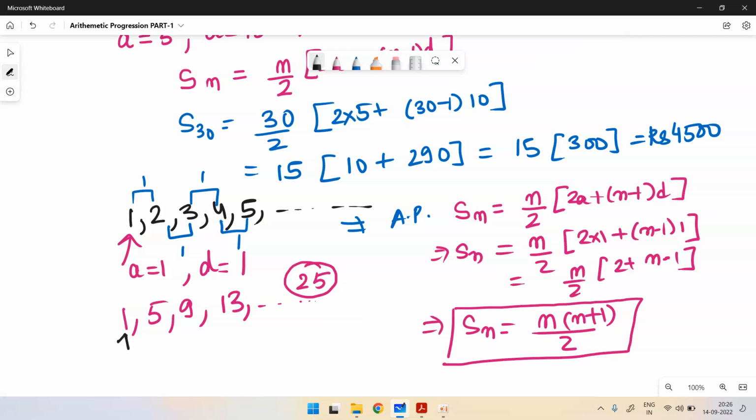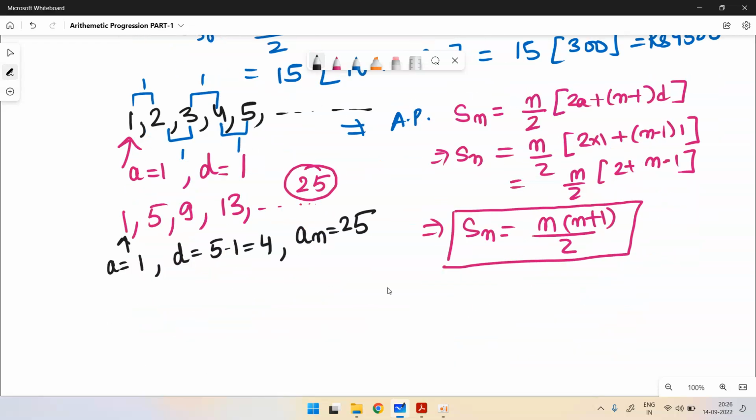So this is my first term, this is my a, and it is given that this is arithmetic, so there is no need to verify every time. The common difference is 5 minus 1, which is equal to 4. Now what is given is that my nth term is 25.